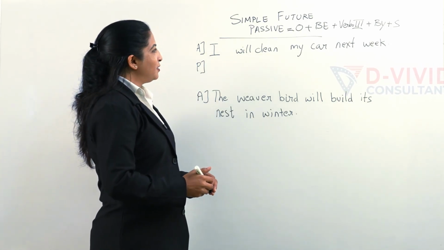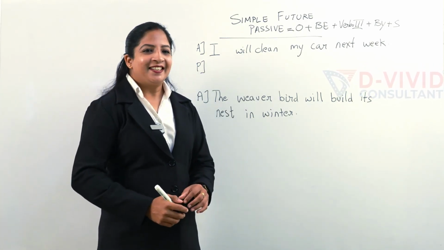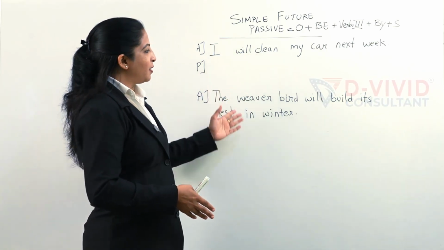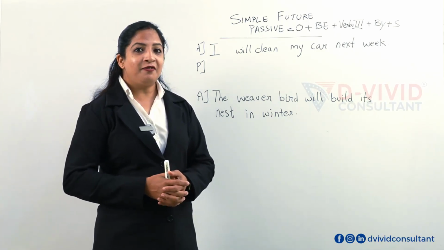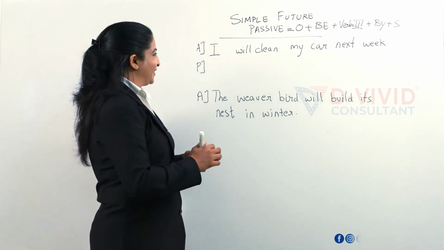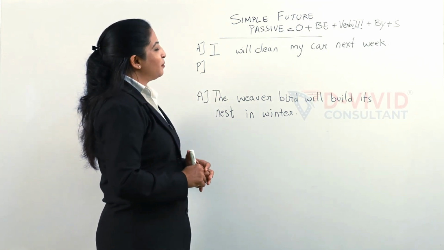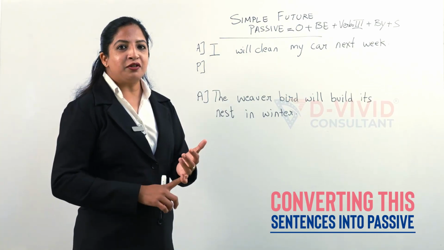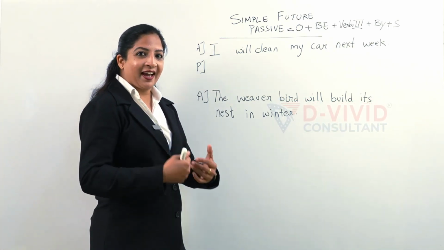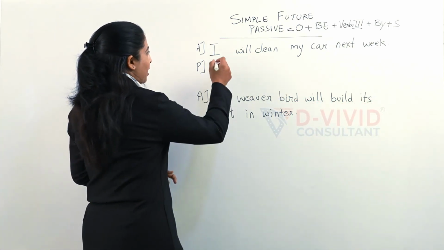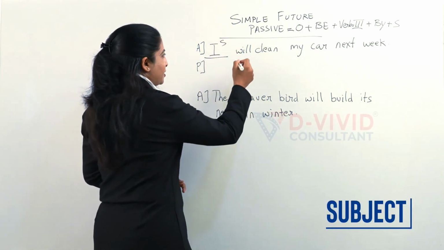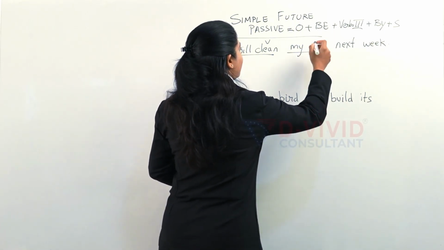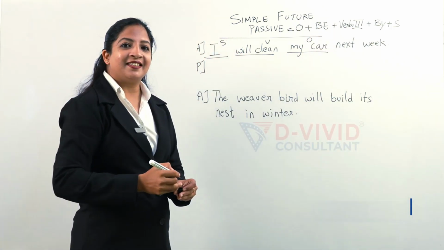So now this is quite surprising, right? Would you like to stop the video and try both of them by yourself? Then please go ahead. Okay, so let's try converting this sentence into passive. First and foremost, as usual, we'll again check what we are having in the sentence. We are having I as subject, will clean as our verb, my car as our object.